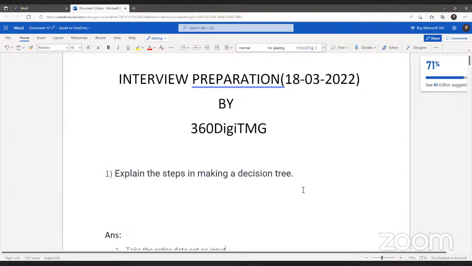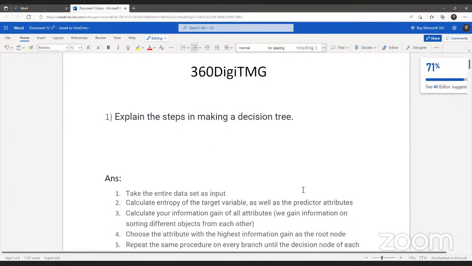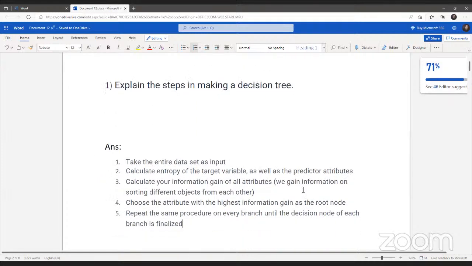Yeah, as we look into this, these were the steps to make a decision tree. The first step is to take the entire data set as an input. You should take the entire data set as a single input. Then you should calculate the entropy for the target variable as well as the predictor attributes. And the third step, you have to calculate the information gain of all the attributes.